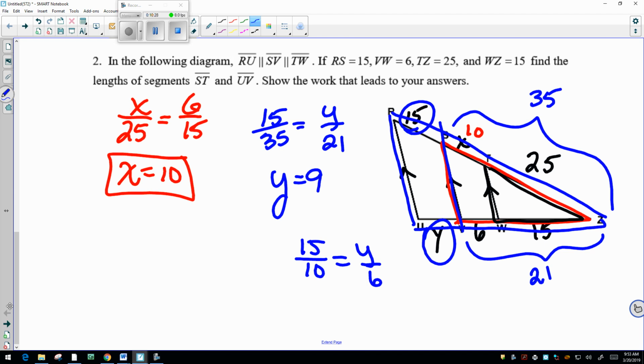Okay. Questions that I can answer. So we can make a bunch of different proportions. We just have to be consistent in the proportions that you're making.